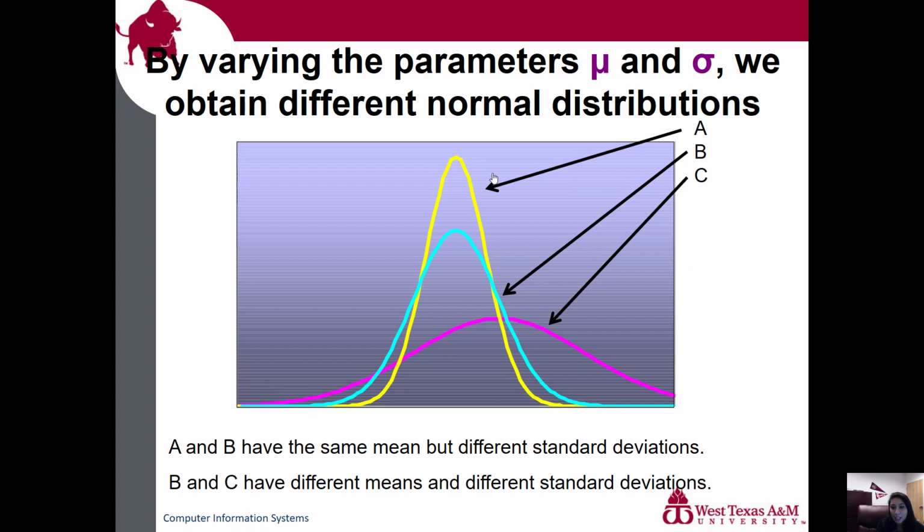So A and B, which would be the yellow and the blue line here, they have the same mean, right? And remember that mean's right down the middle, but they have different standard deviations. So we have a different spread here. B and C, so B is that blue line, and then C is the pink line. These have different means, right? They're not on top of each other anymore, and they have different standard deviations, so our spread is different.